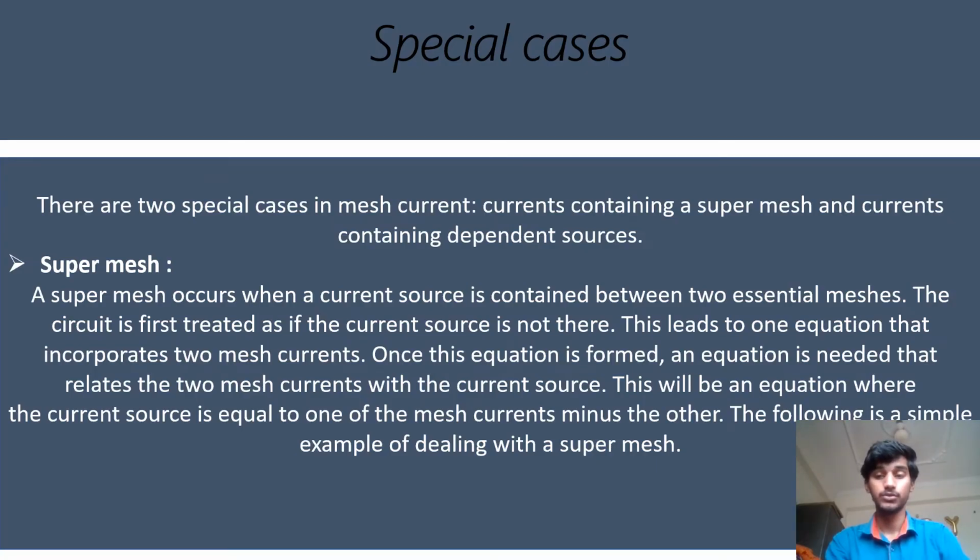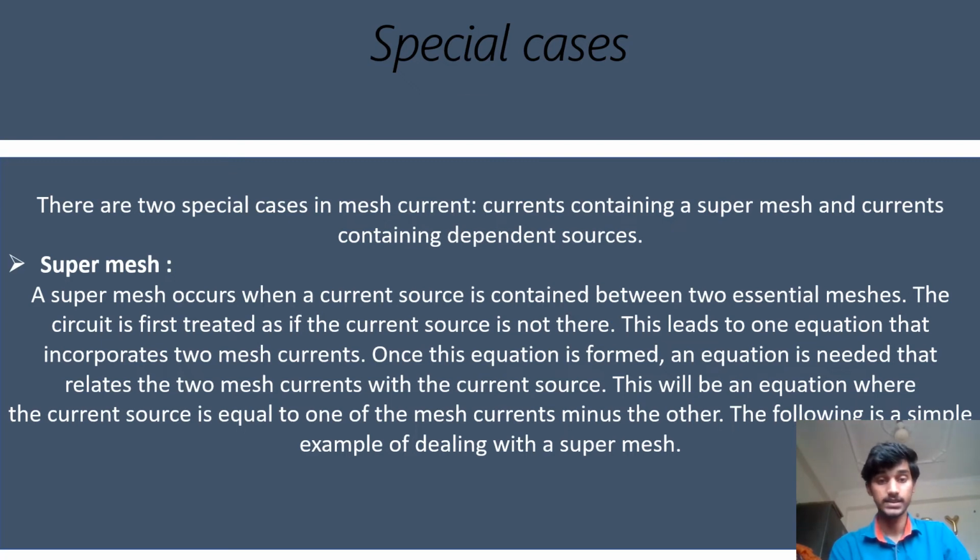Special cases. There are two special cases in mesh current: current containing a super mesh and current containing dependent sources. A super mesh occurs when a current source is connected between two essential meshes. The circuit is first treated as if the current source is not there. This leads to one equation that incorporates two mesh currents. Once this equation is formed, an equation is needed that relates the two mesh currents with the current source. This will be an equation where the current source is equal to one of the mesh currents minus the other.